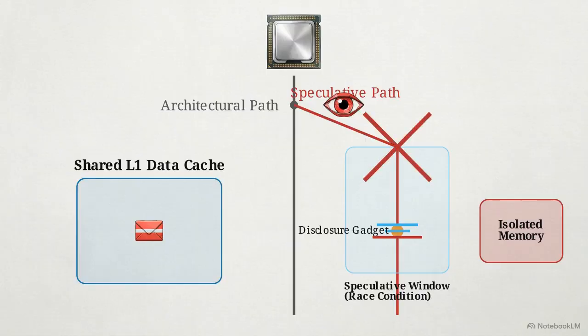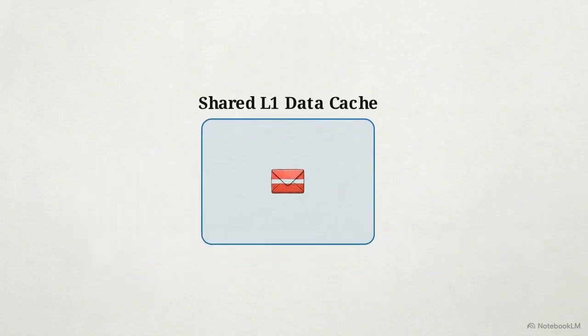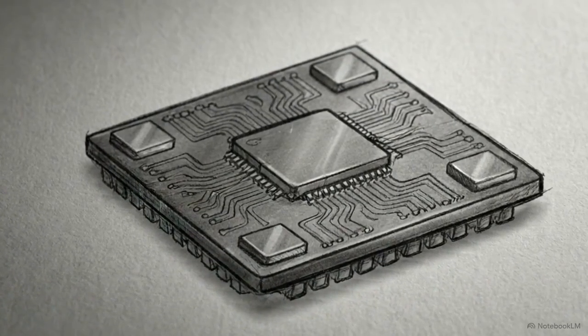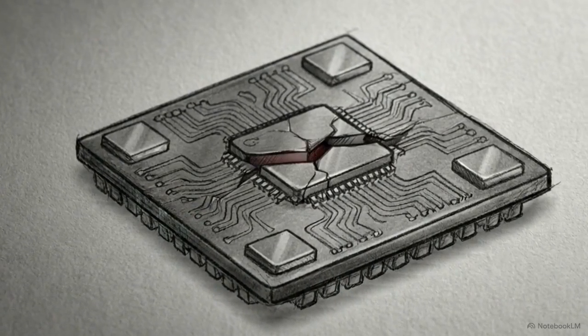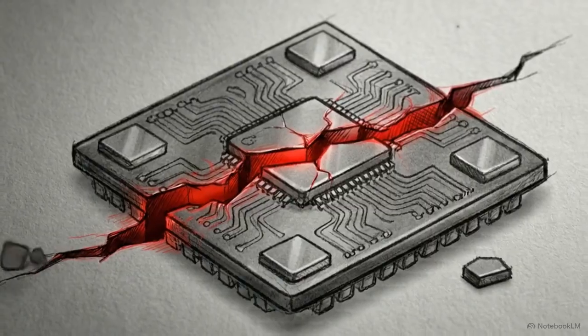Eventually, the CPU recognizes the misprediction and discards the incorrect instructions, but the microarchitectural state of the shared level 1 data cache has already been altered. The instructions are gone, but the extracted data is left behind. The engineering pursuit of ultimate processing speed inadvertently hardwired physical windows for cross-domain data theft into the architecture of modern microchips.